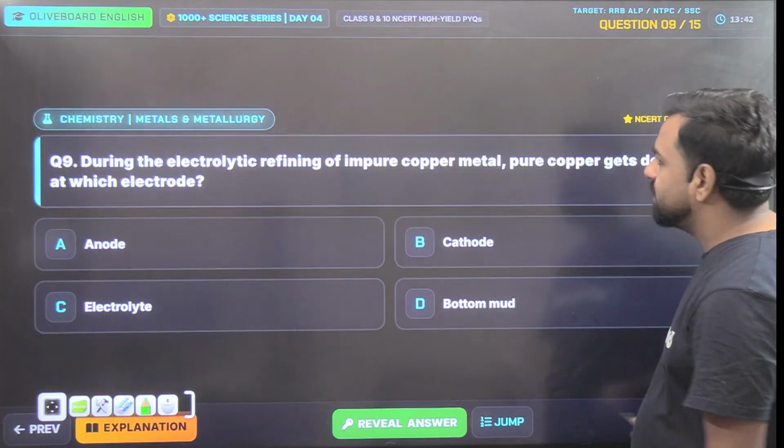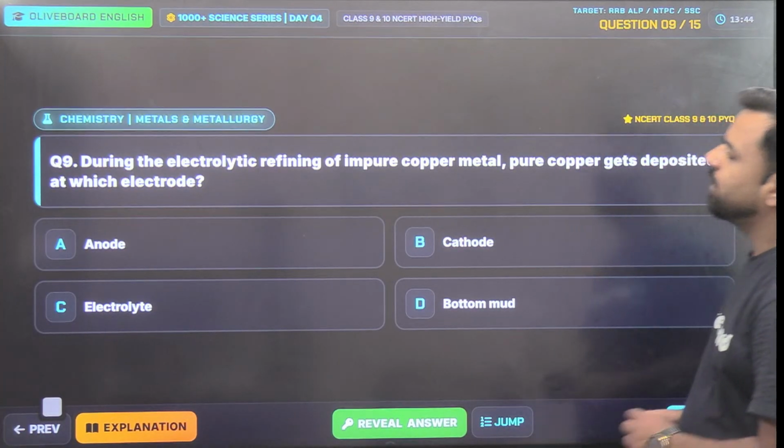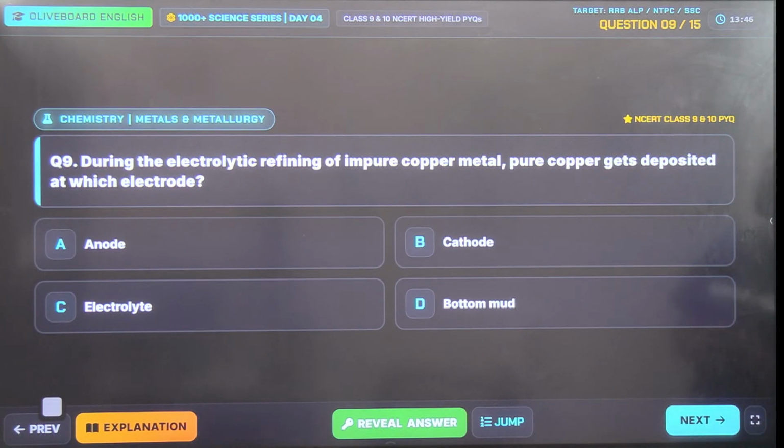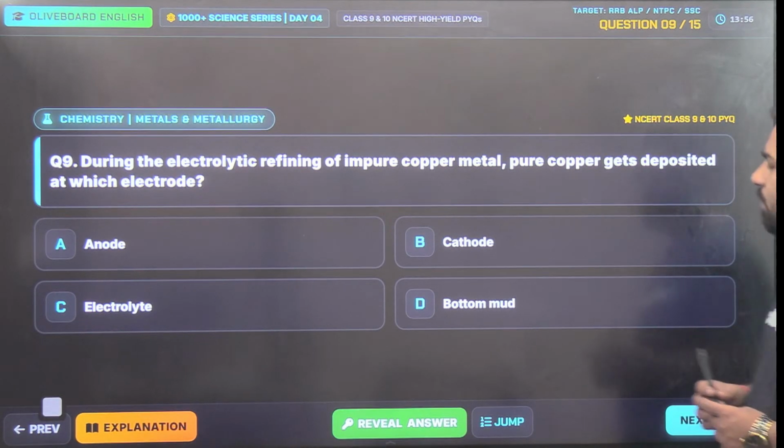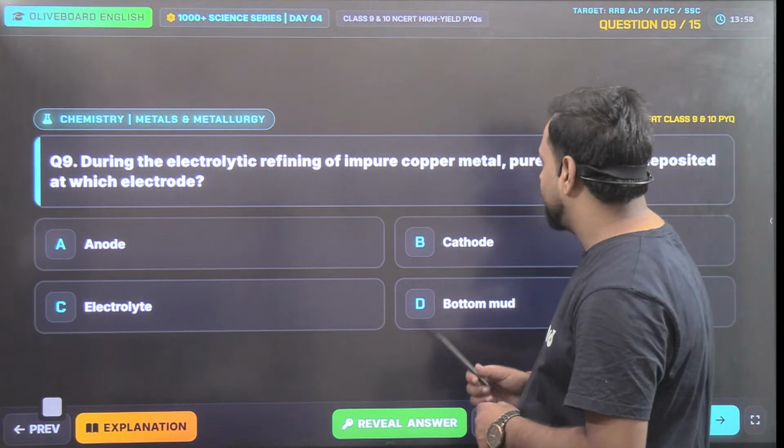The next one is: during the electrolytic refining of impure copper metal, the pure copper metal is deposited at which electrode? Will it be anode or cathode? Obviously, electrolyte and bottom mud won't be the answer. So what should be the answer? The pure copper gets deposited at the cathode.